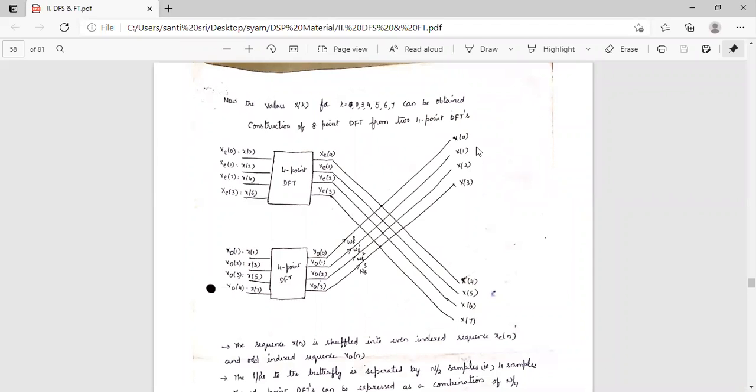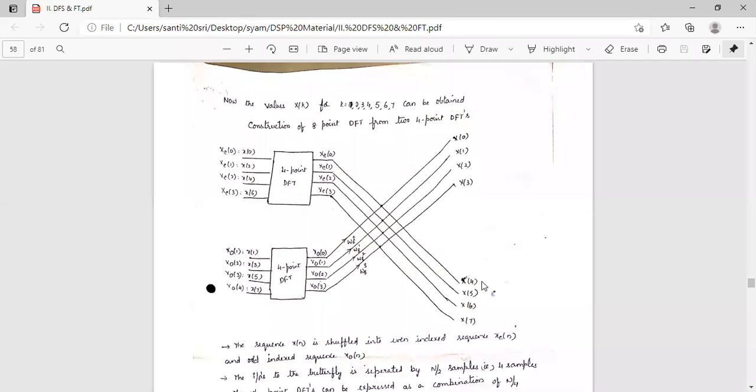How to get this x of 0? This is xe of 0 plus w840 into xo of 0. Similarly, x of 1 is xe of 1 plus w841 into xo of 1. X of 2 is xe of 2 plus w842 into xo of 2. Similarly, x of 3 is xe of 3 plus w843 into xo of 3.